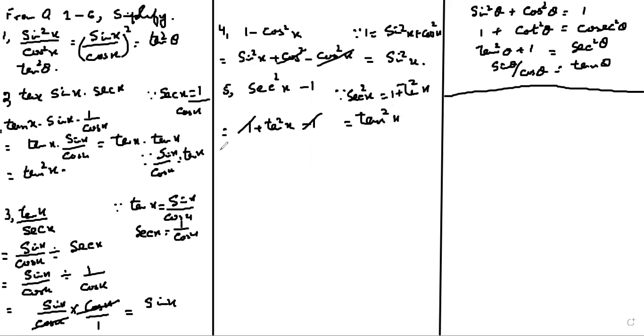And the last question, not the least, 6, sine square x cotangent square x. So sine square x times cotangent square x. Now we know that tangent equals sine over cosine, so cotangent equals cosine over sine.